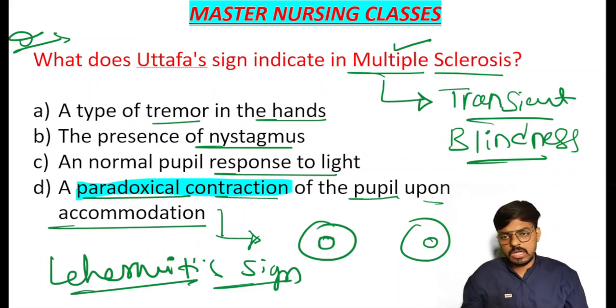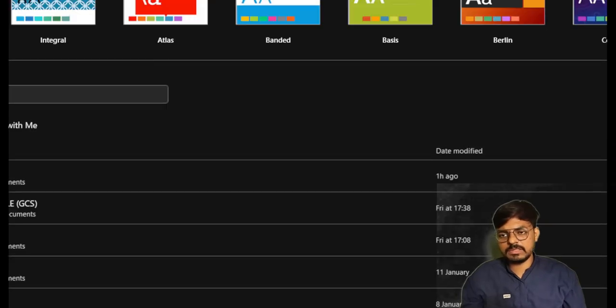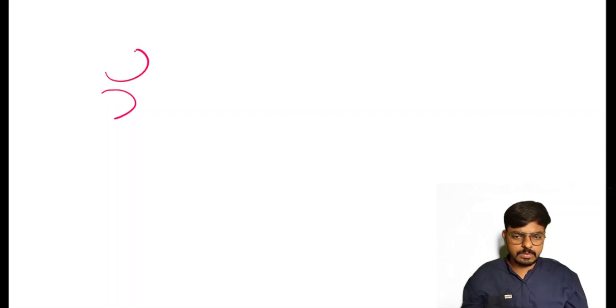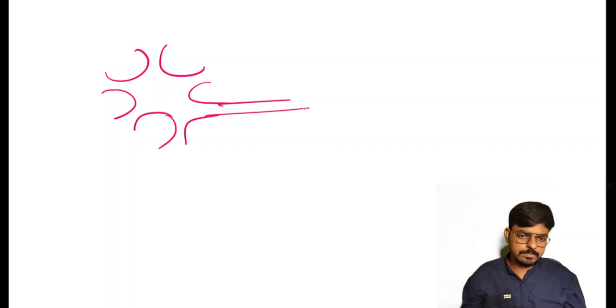I think all of you know the definition of multiple sclerosis. Multiple sclerosis is a very simple disease condition, students. So what happens in multiple sclerosis? This is due to some age-related problems or some autoimmune problems in the body. What happens? So this is our beautiful nerve.